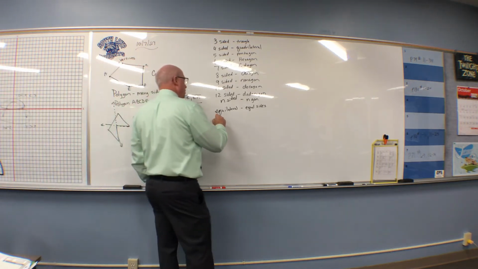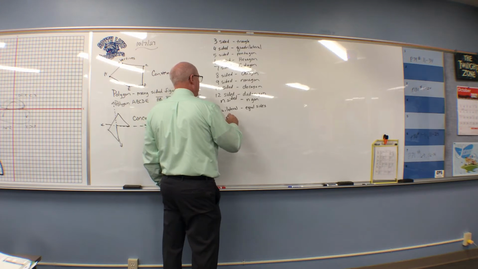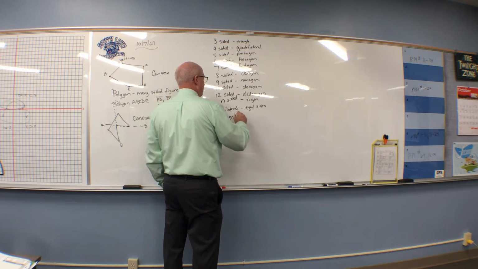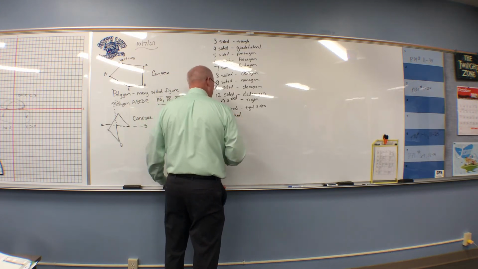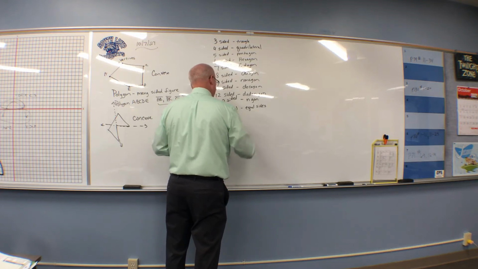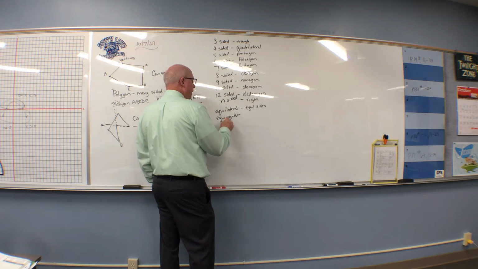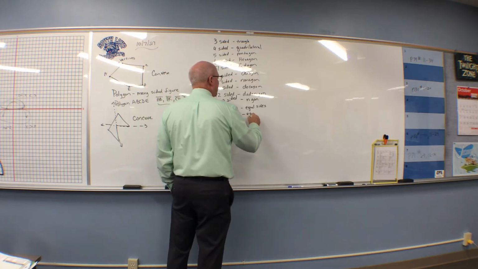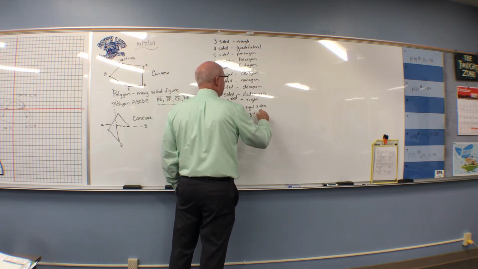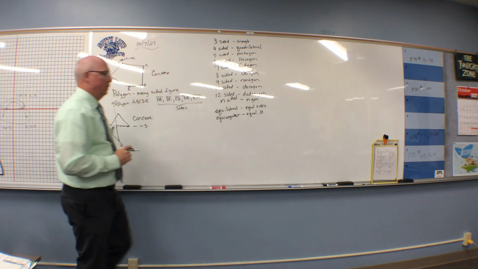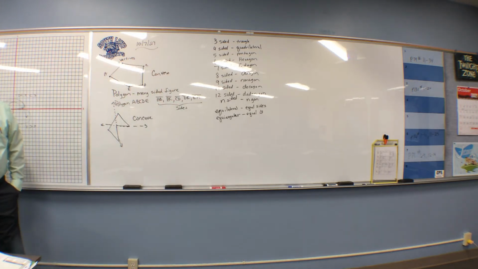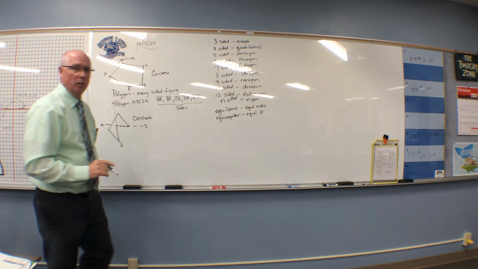Okay, and then we also have another word called equiangular. E-Q-U-I-A-N-G-U-L-A-R, means equal angles. Okay. The reason I bring this up is because we like polygons that have equal sides and equal angles.